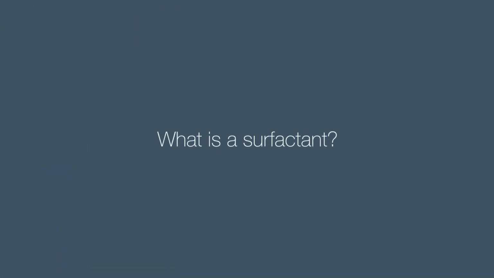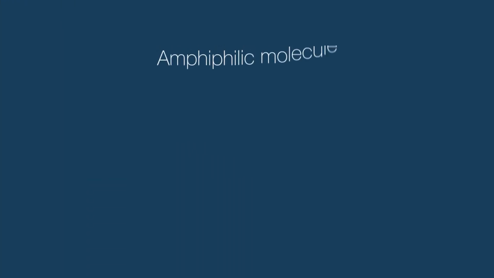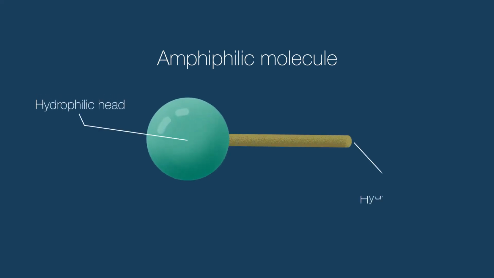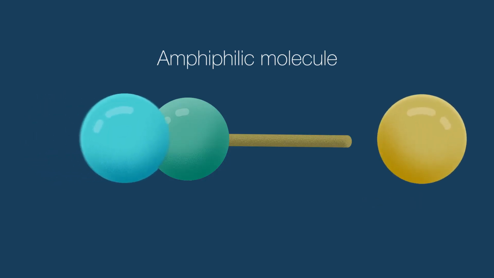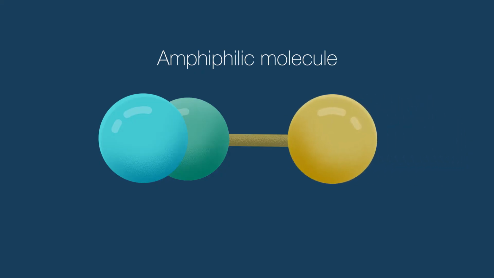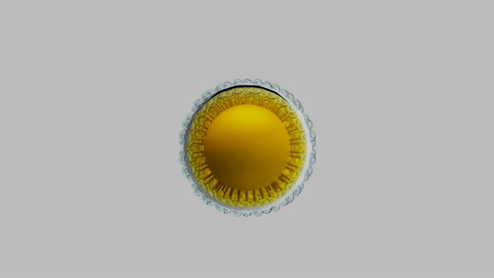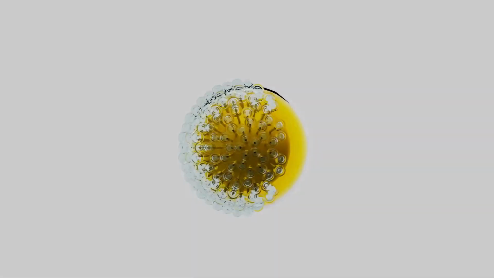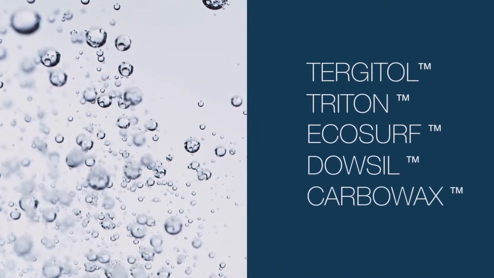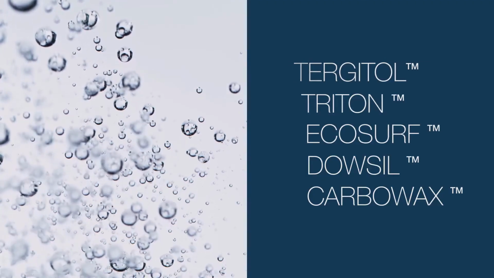What is a surfactant? A surfactant is an amphiphilic molecule, meaning it has both a hydrophilic head group and a hydrophobic tail group. These surfactants accumulate at the interface of the oil and water, with the hydrophilic head sitting in the water and the hydrophobic tail sitting in the oil. This increases the barrier of energy that prevents the dispersion from separating and going back to the lowest energy state. Dow carries a wide variety of surfactants to help you with your emulsification needs.